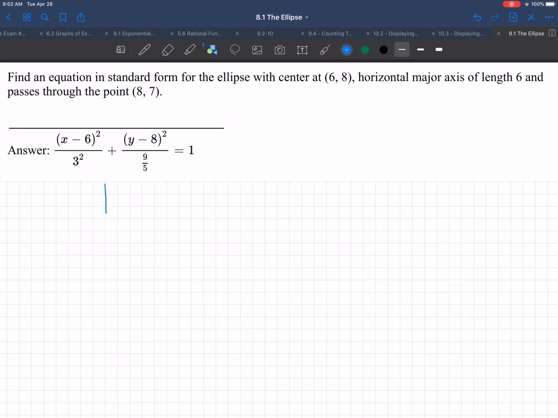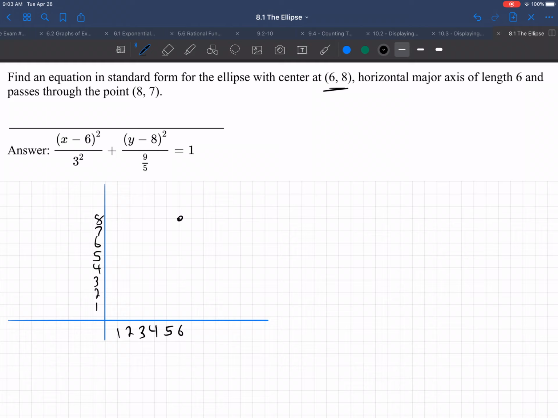So let's do that. I'll just draw a little axis system here. We'll go over to 6, so the center is (6, 8). There's 1, 2, 3, 4, 5, 6. So over 6, up 8: 1, 2, 3, 4, 5, 6, 7, 8. Right there's the center of the ellipse.